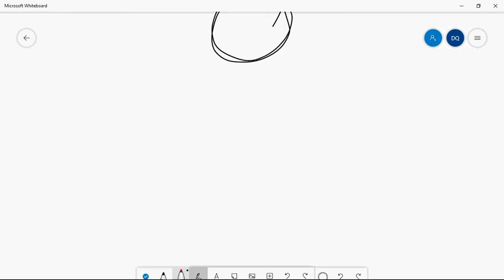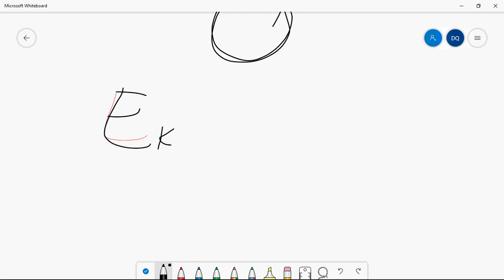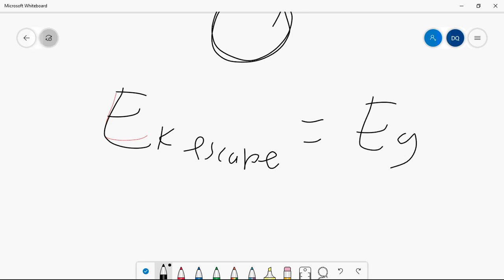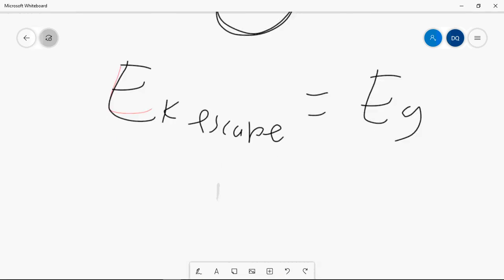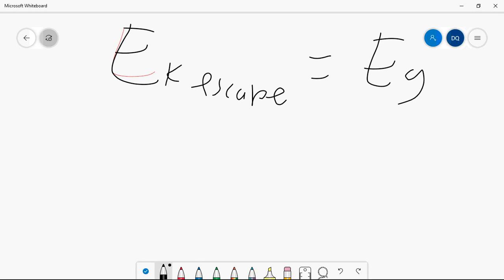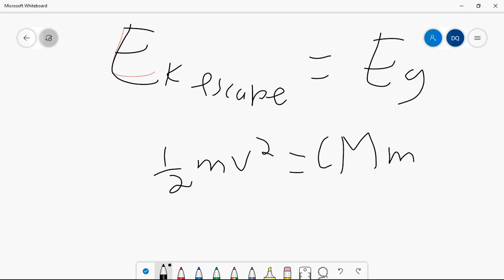So let me list them here. The kinetic energy of escape is equal to the gravitational potential energy. So the kinetic energy of escape, half m v squared, is equal to the gravitational energy, which is m times G over r. You make them equal in magnitude.